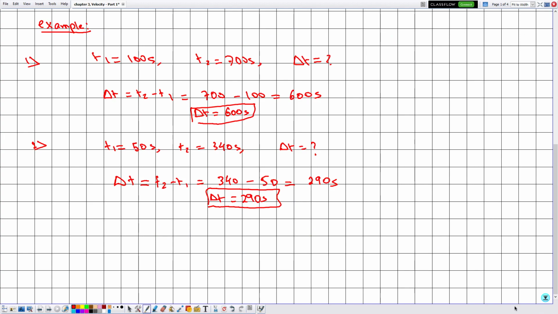Now let me consider another example, example number 3. Let's suppose in this case that T2 is equal to 50 seconds and delta T is equal to 20 seconds, and we are asked to find T1. Since they didn't specify the unit of T1, let's calculate it in the SI. We know that T2, delta T, and T1 are related via the formula delta T is equal to T2 minus T1.